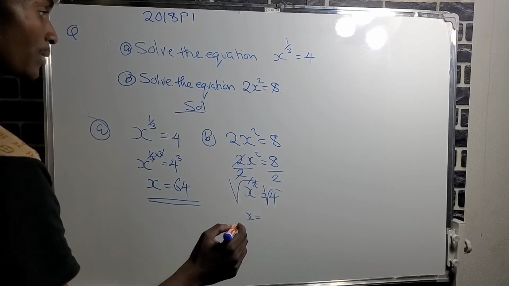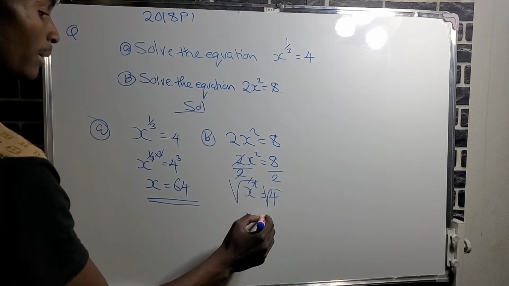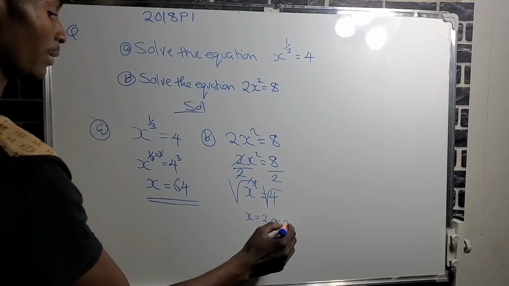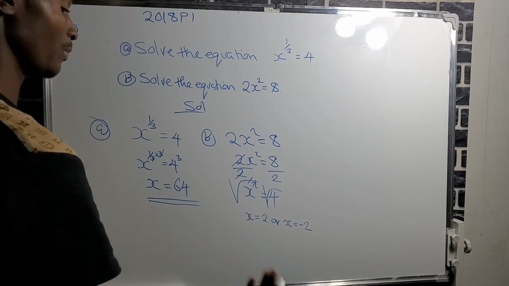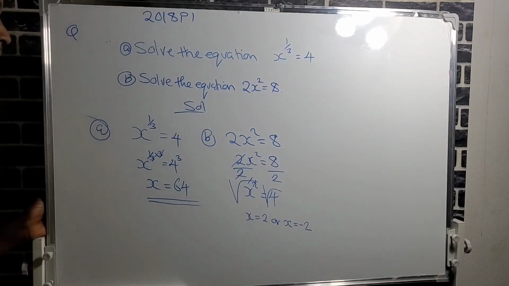X is equal to positive 2, or x is equal to negative 2. You find two options. Alright?